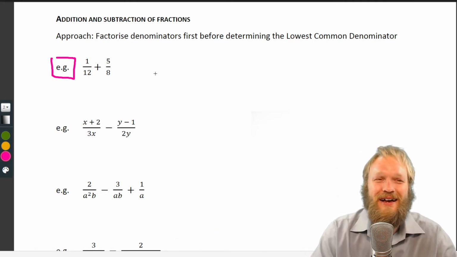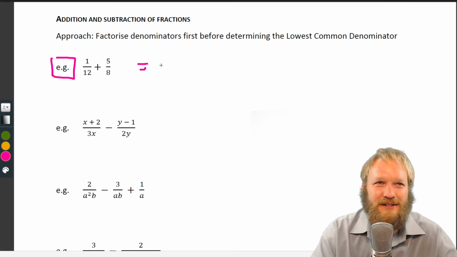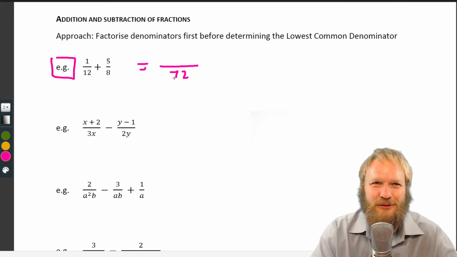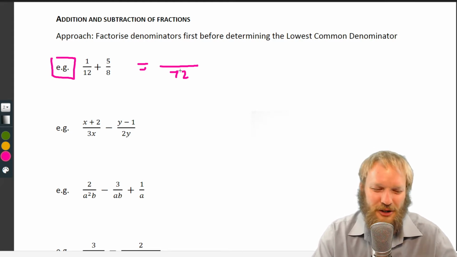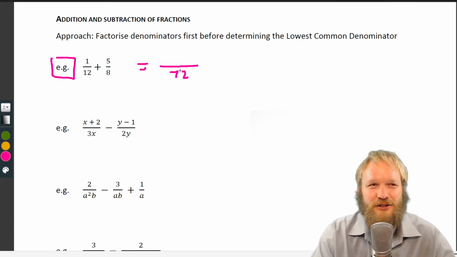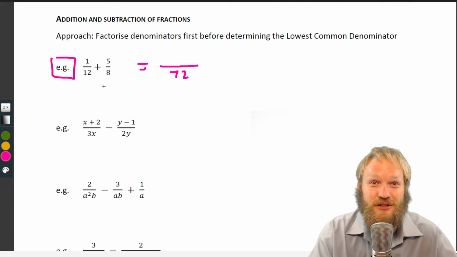Okay, so 1 over 12 plus 5 over 8. Now, hopefully I'm correct in saying you wouldn't just go, oh, we're going to put this over 72, right? That wouldn't be the denominator you'd choose. You'd probably choose the lowest common denominator. So what is your lowest common denominator when you're considering these fractions with denominators of 12 and 8? What's your LCD of these two fractions?